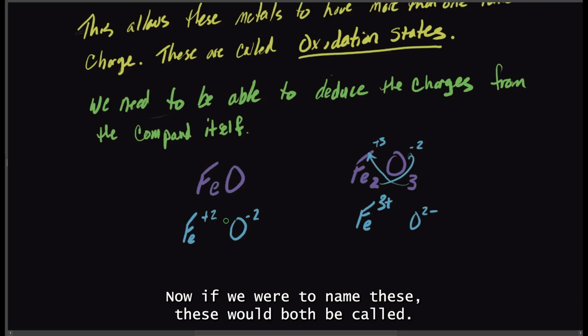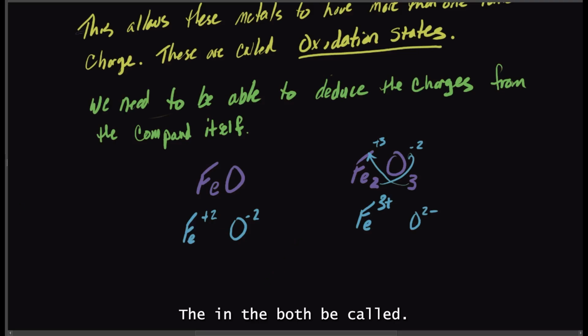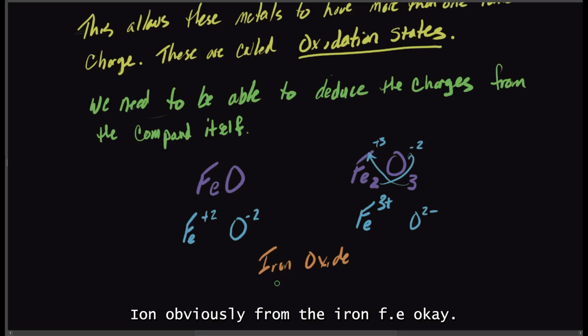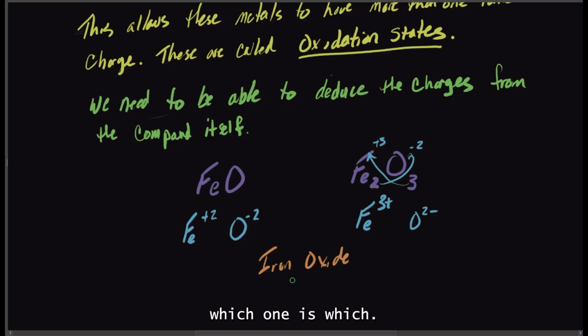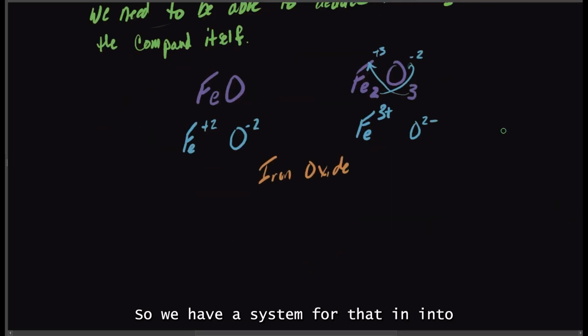Now, if we were to name these, both would be called iron oxide. Iron, obviously, from the iron, Fe, and oxide from the oxygen. However, we can't tell which one of these we have from the name, because they're both iron oxides, but we haven't disambiguated which one is which. So we have a system for that. Into the name, we write the charge of the cation we're using.